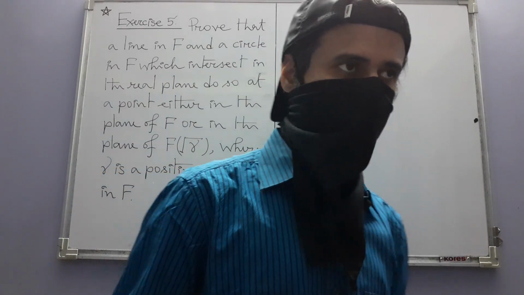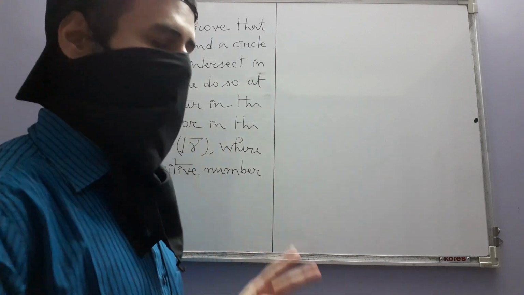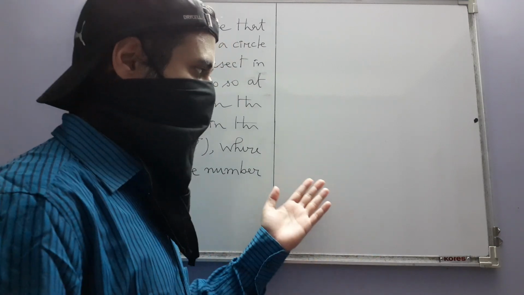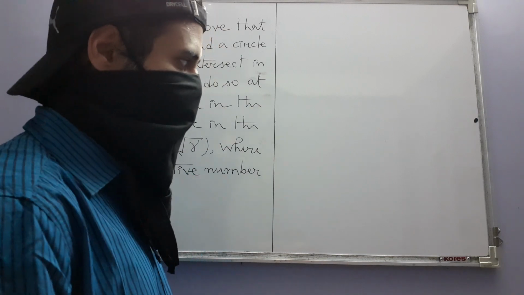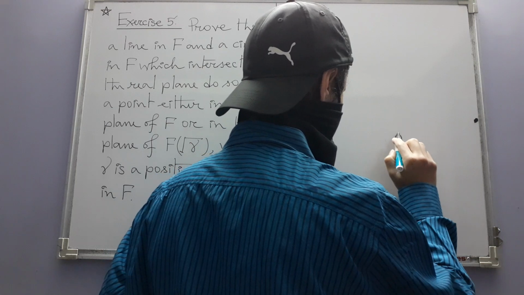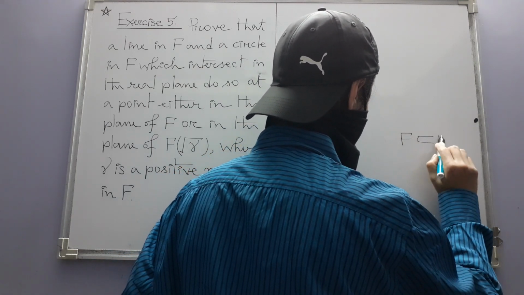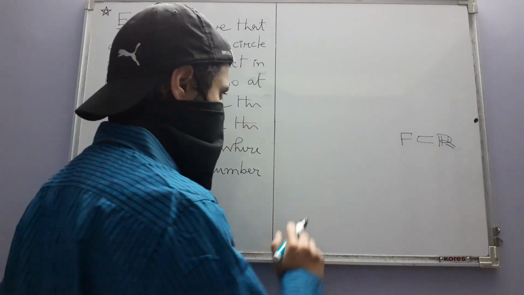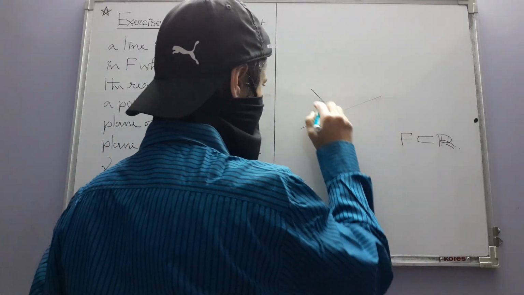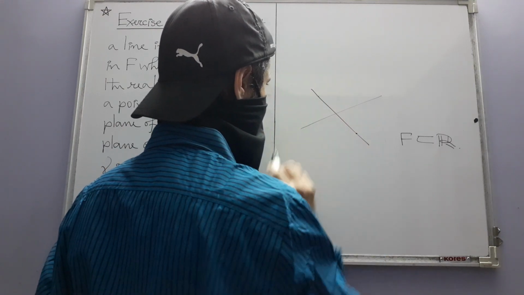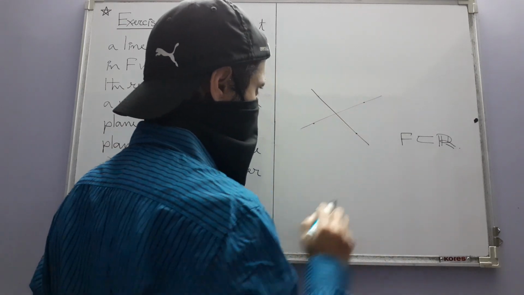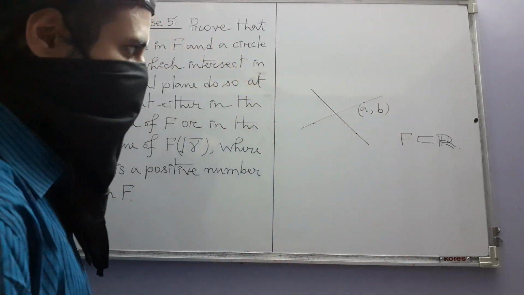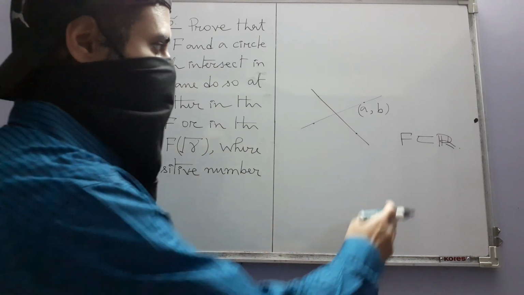Okay, so let's recall that in the previous video we proved that two straight lines in the plane of F that are intersecting in the real plane intersect at a point in the plane of F itself. More precisely, if F is a subfield of the field of real numbers and you consider two lines in the plane of F, what that means is that each one of them passes through 2 points whose real coordinates are, say, a comma b, and both a and b are coming from the subfield F.